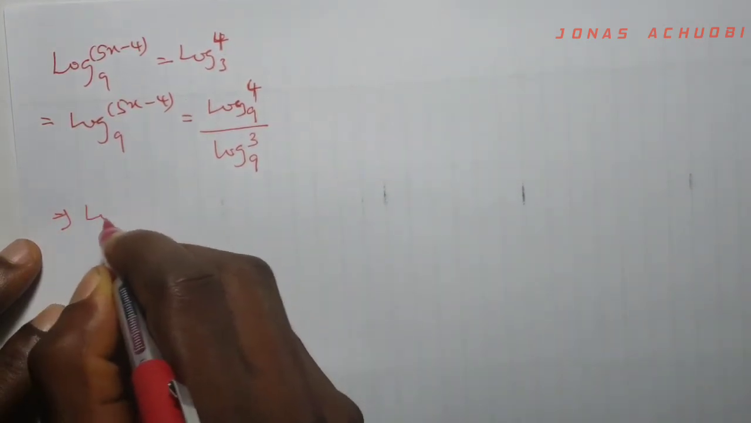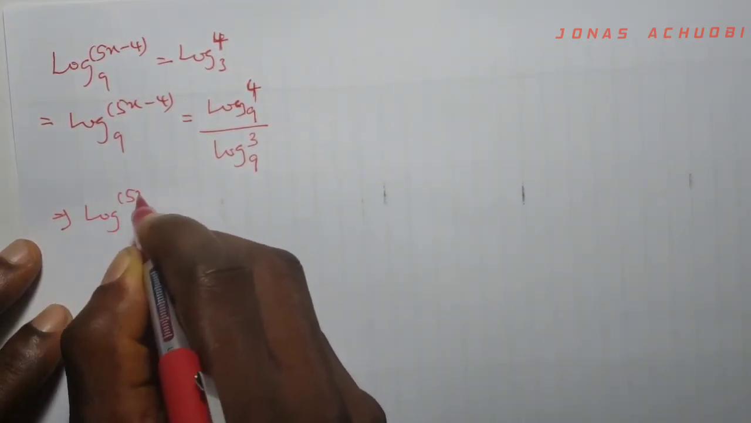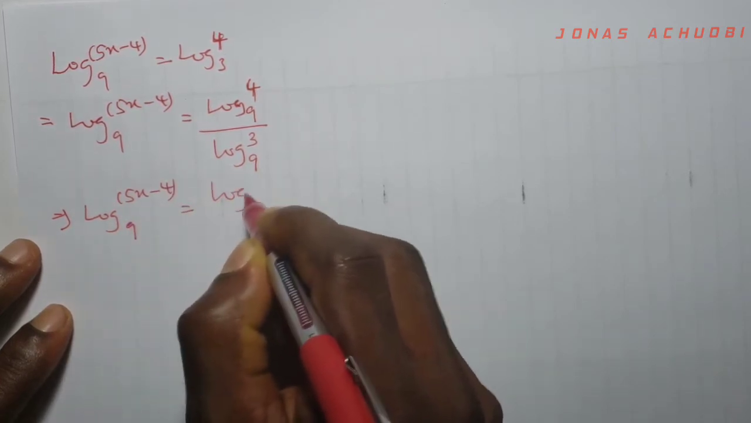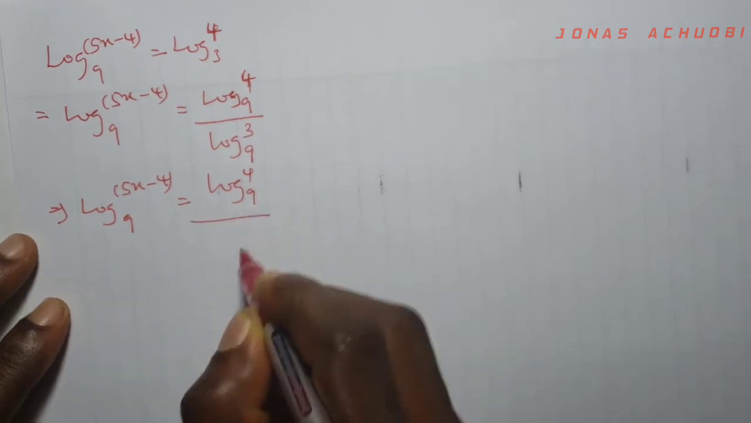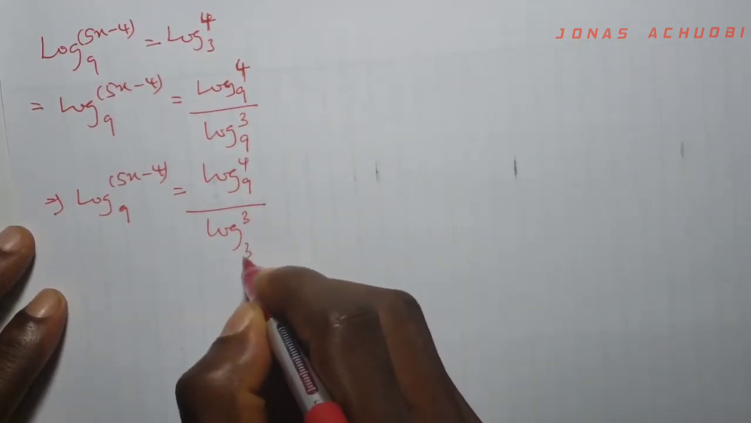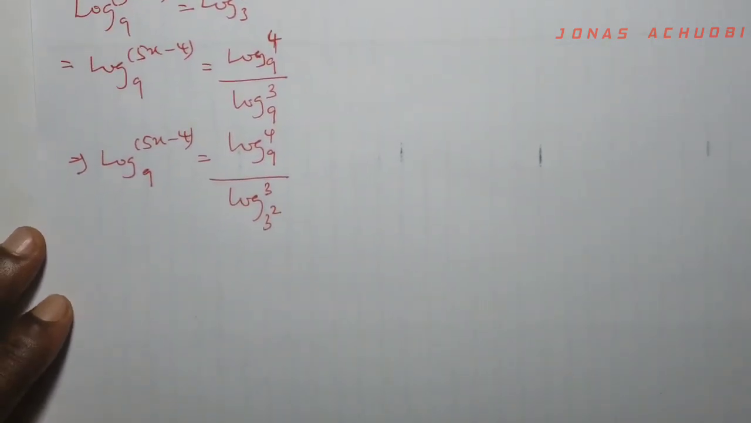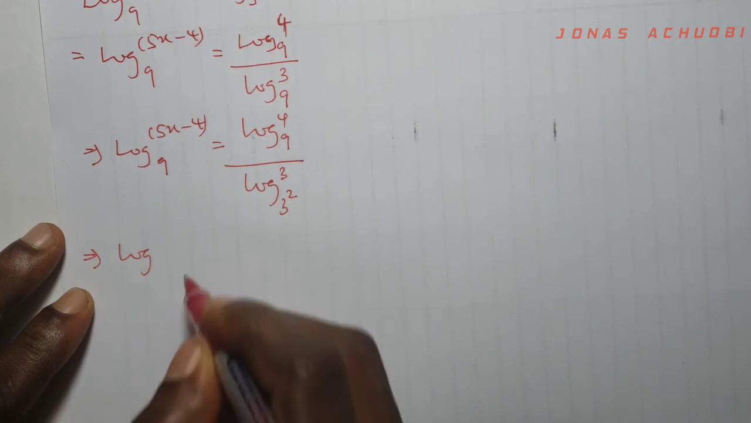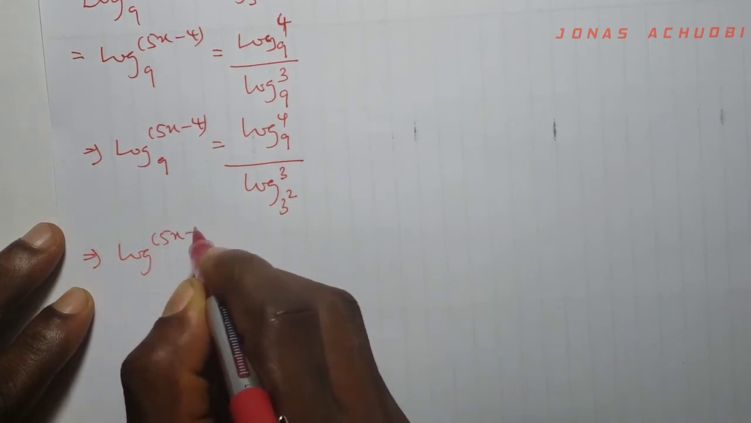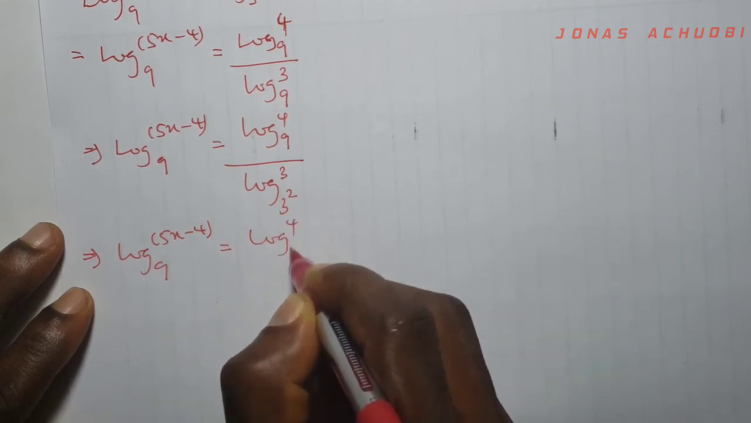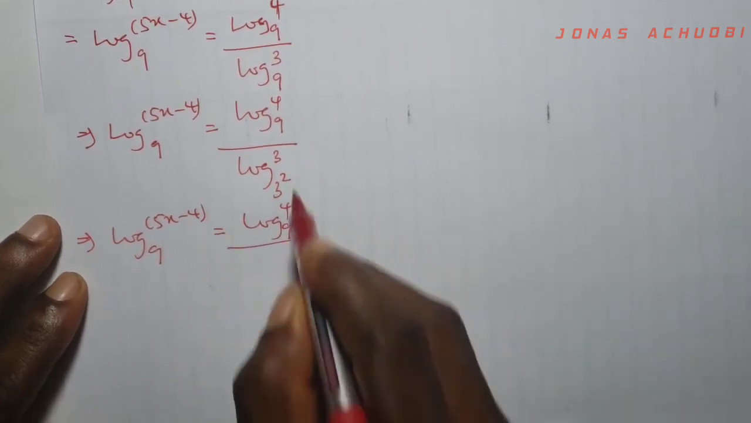I can write this as the log of 5x minus 4 in base 9 equal to the log of 4 in base 9 all over the log of 3. I can change the base again to 3 squared if I want. There's no problem. That becomes the log of 5x minus 4 base 9 equal to the log of 4 in base 9 divided by that same law.